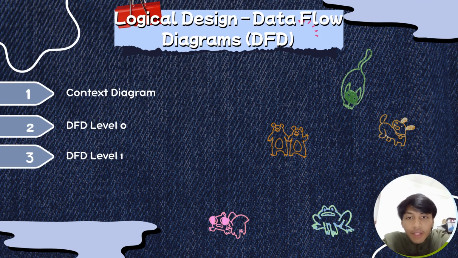My name is Muhammad Akil Adahan bin Ibrahim. My metric number is 105171. Today I would like to present about logical design data flow diagram, DFD. Okay, for number one, context diagram. For number two, DFD level 0. Number three, DFD level 1.